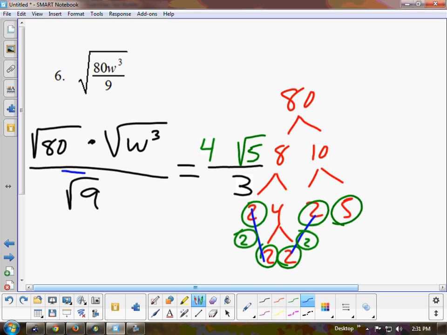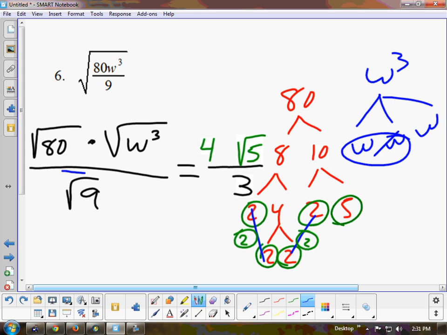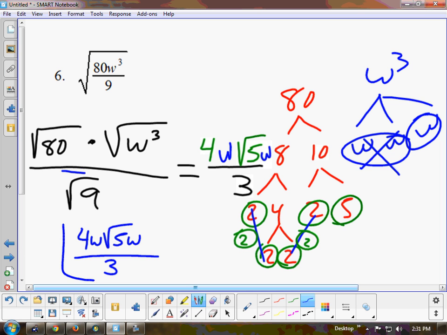Okay, we're not done yet. The w cubed is 3 w's. We have one pair, so that puts a w on the outside. The other w does not have a pair, so it stays on the inside. So this final answer is going to be 4w radical 5w underneath the square root over 3. And that's my final answer there.